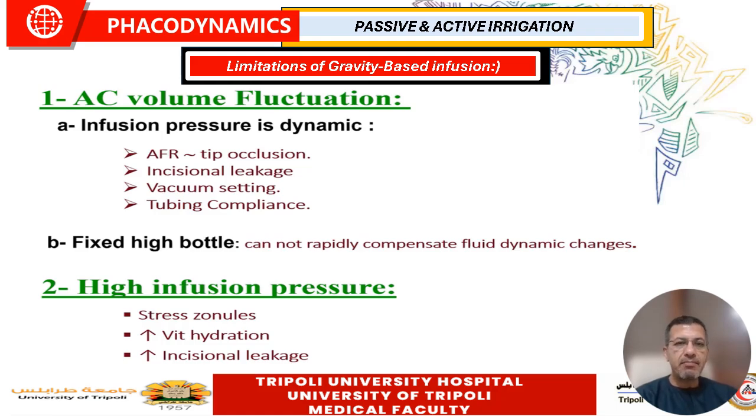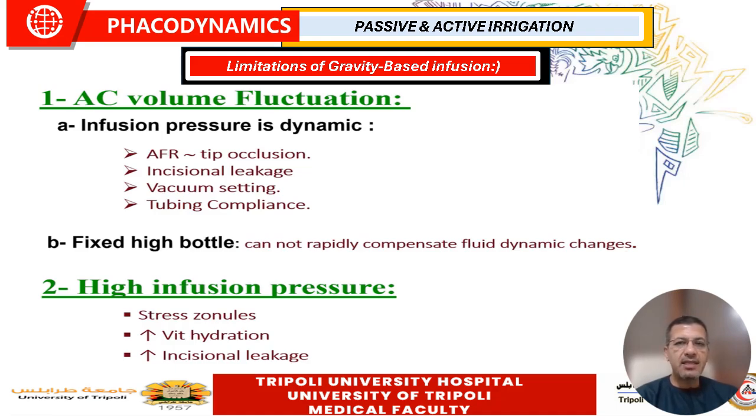pressure. So this makes the pressure inside the anterior chamber dynamic, not static, and this will not maintain a stable anterior chamber. The stability of the anterior chamber is based on many variables: the aspiration flow rate, the incisional leakage, the vacuum setting, and the tubing and the compliance of the tubing. So the static infusion pressure is not useful to cope with and handle all the situations that happen during the operations.